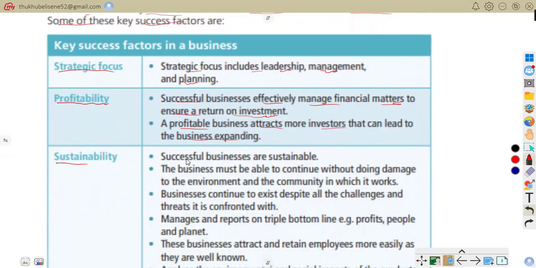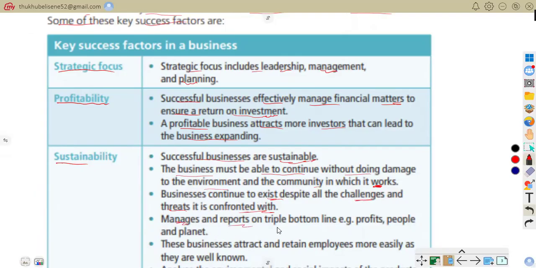Sustainability. As it says, successful businesses are sustainable. The business must be able to continue without doing damage to the environment and the community in which it works. The business continues to exist despite all the challenges and threats it is confronted with.